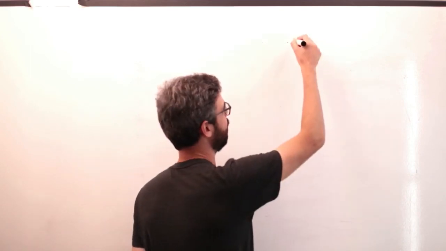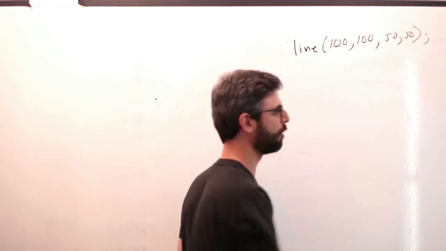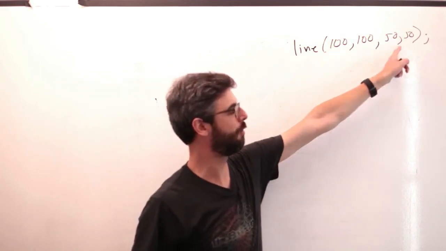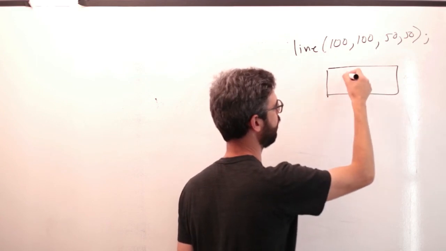First of all, what do I mean by function? Hopefully you already know about calling functions in P5. You might have done this: line is a function that takes 4 arguments, 1, 2, 3, 4, and what does it do? It draws a line from point 100, 100 to 50, 50, done.